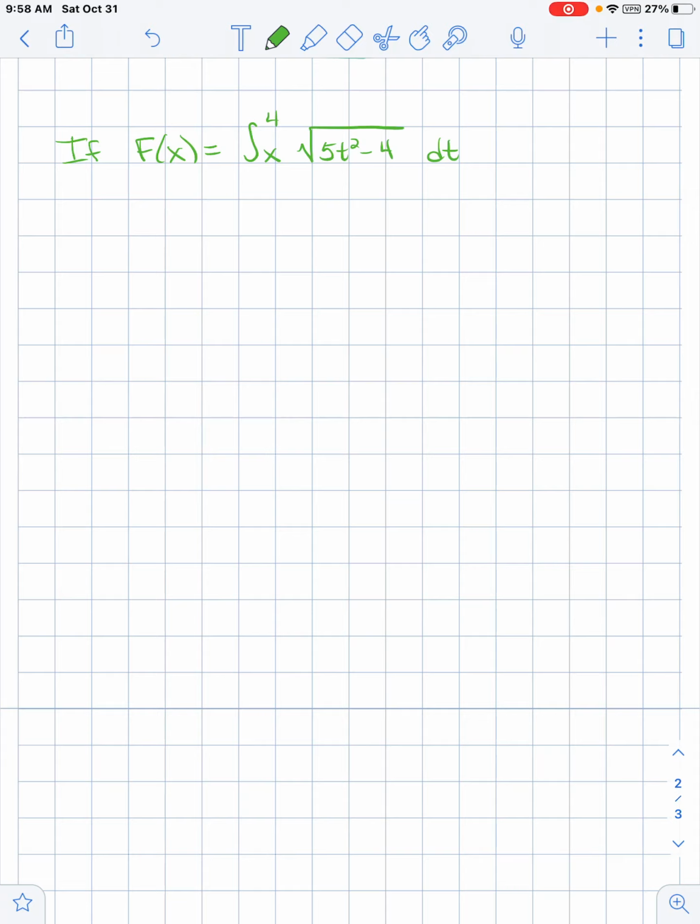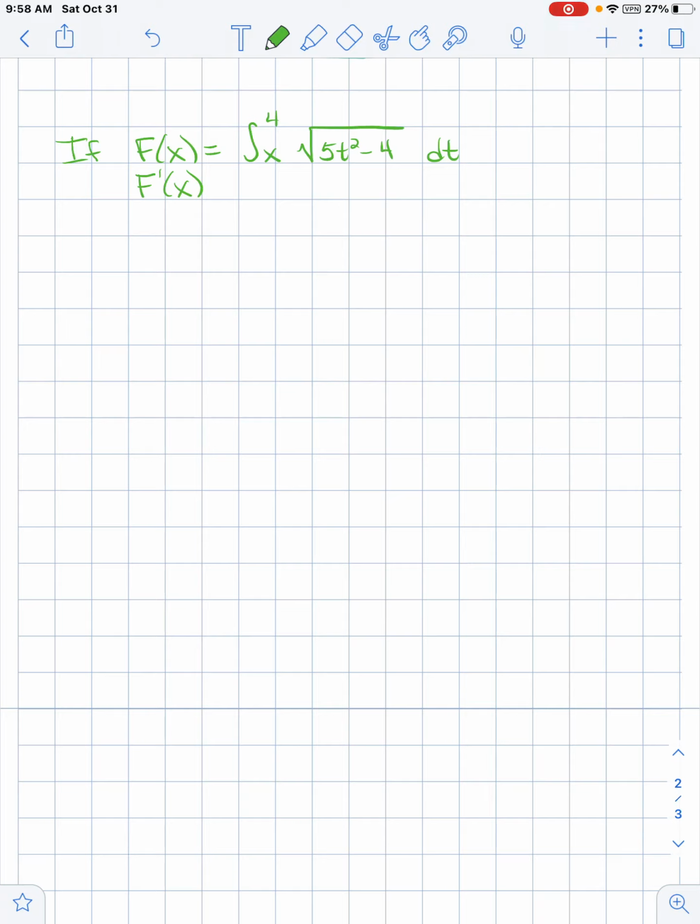Take a moment, see if you can find a shortcut. What would be the derivative of this antiderivative? So what would f prime be? Okay, I hope you actually tried or thought about it at least. We cannot find the antiderivative of this. We can't. So we can't really try it out, but we can think about this logically.